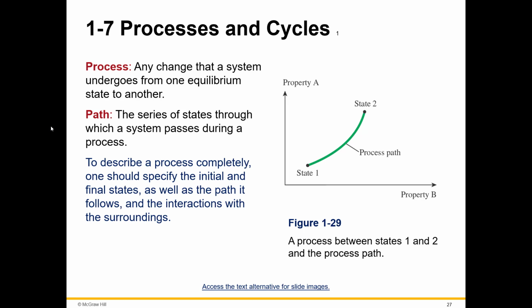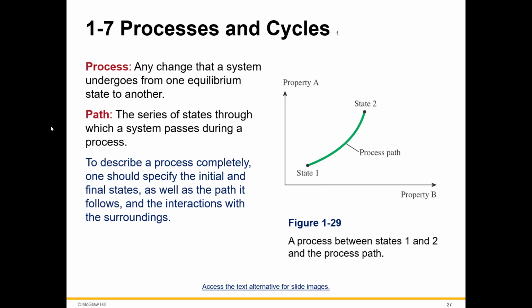And you can graph it, right? You can graph that, and then you have a process path. The path is a series of states through which a system passes during a process. And we'll be able to graph and see the process paths of an entire system.